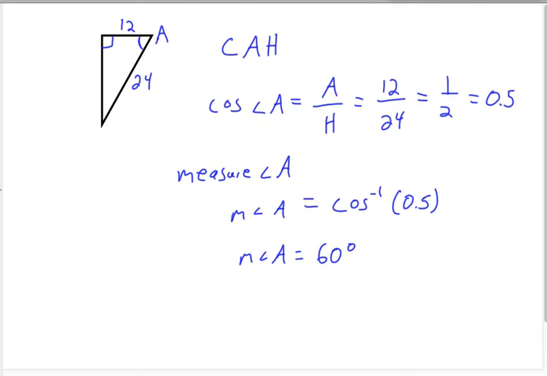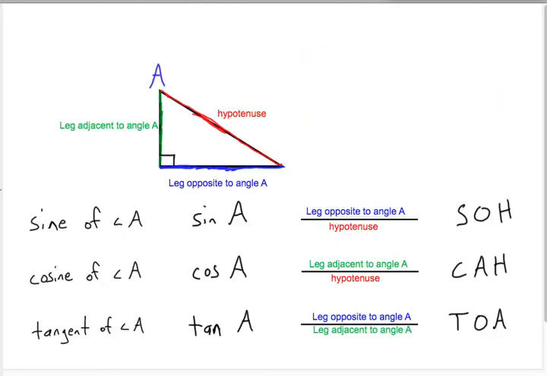So that is your intro to trigonometric ratios of sine, cosine, and tangent. You're going to learn a lot more about this in high school. This is kind of an intro lesson, and it should be fun kind of figuring out the information about the right triangles. Thanks for watching.